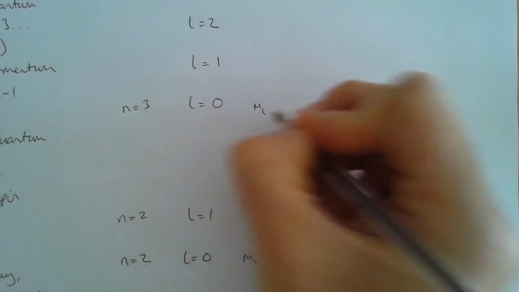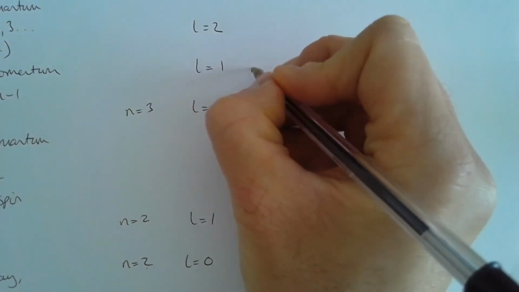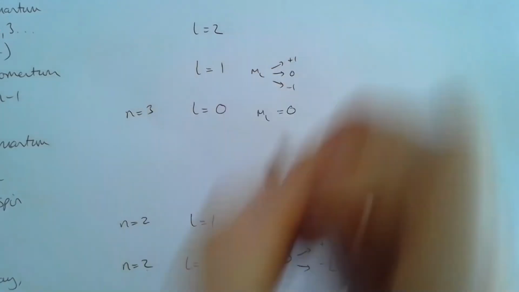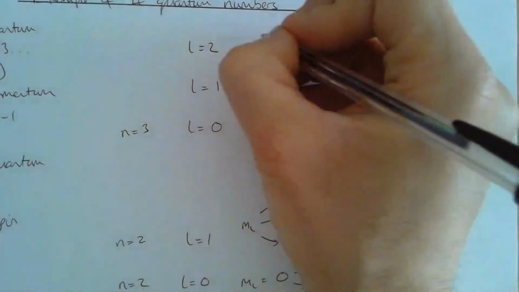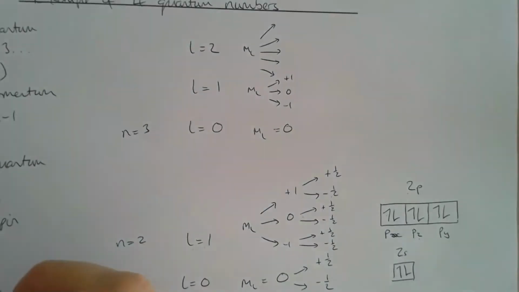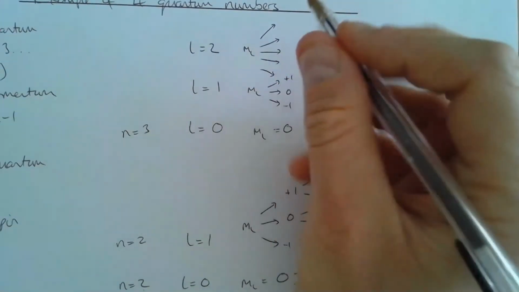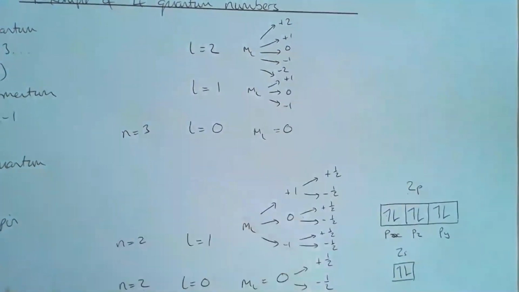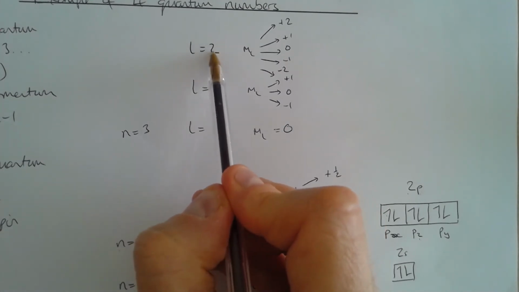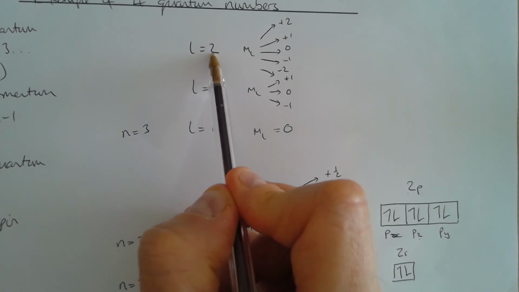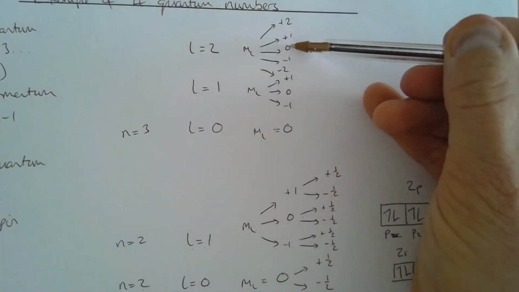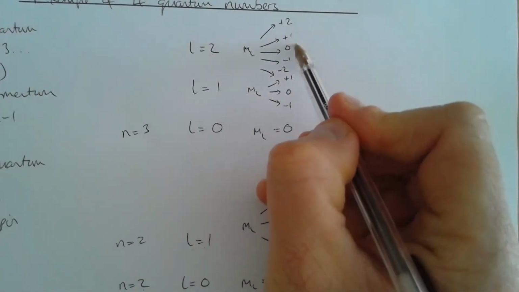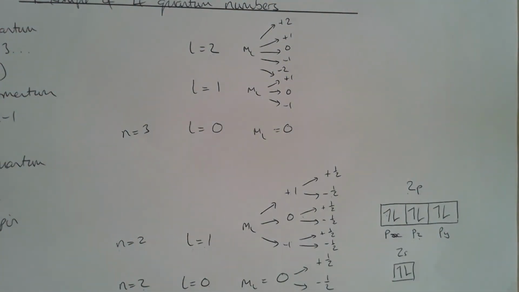The value for ml for L equals 0, there's only one option, and that's going to be 0. The ml values for L equals 1, as we did on the previous one, are +1, 0 and -1, and the ml values for L equals 2, this time there are 5 values. Remember, it's from plus L in integers down to -L. So +2, +1, 0, -1, -2. How did we get at that? We take the greatest positive value of L, which is +2, and go down in integers down to -2.